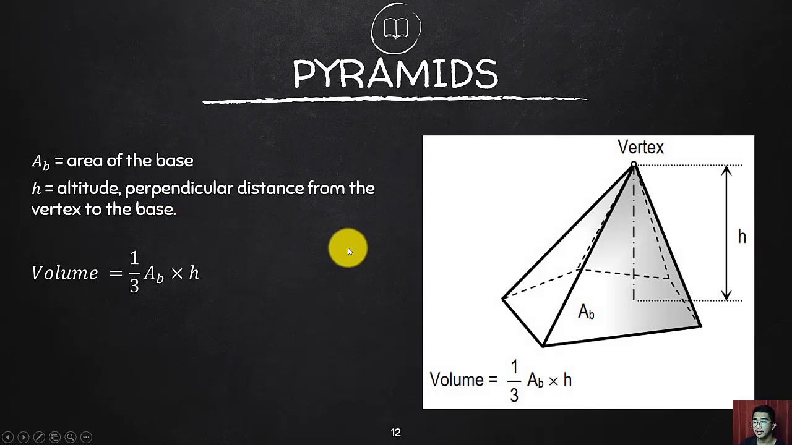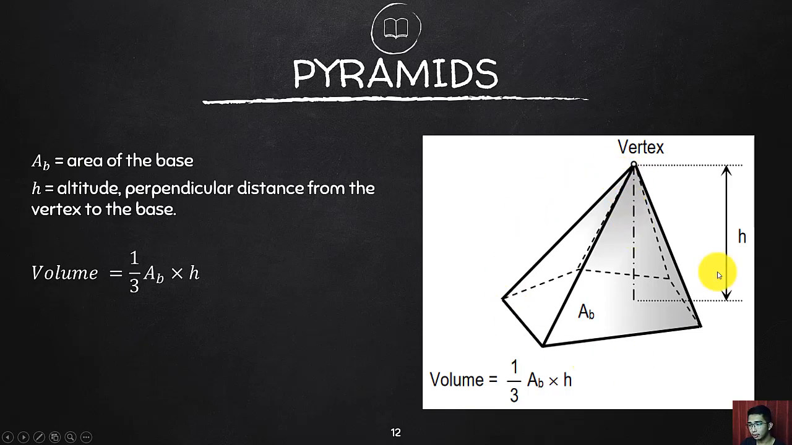So the volume of the pyramid is usually given by the formula 1/3 times the area of the base, whatever shape this is, the area of the pentagon, multiplied by the perpendicular height. You must keep it in your mind that h is always the altitude, and altitude is always perpendicular to where it is based from.